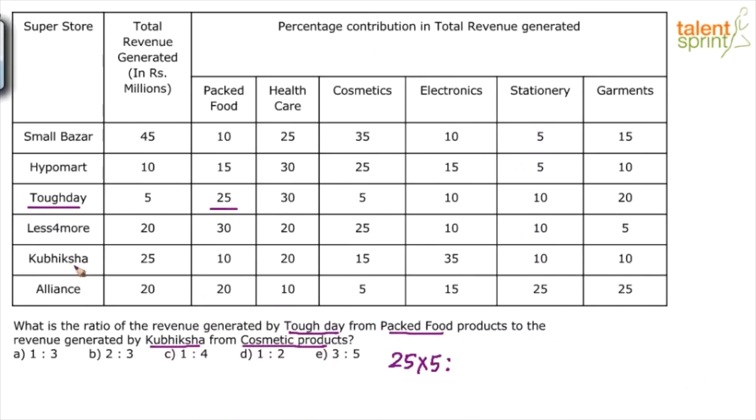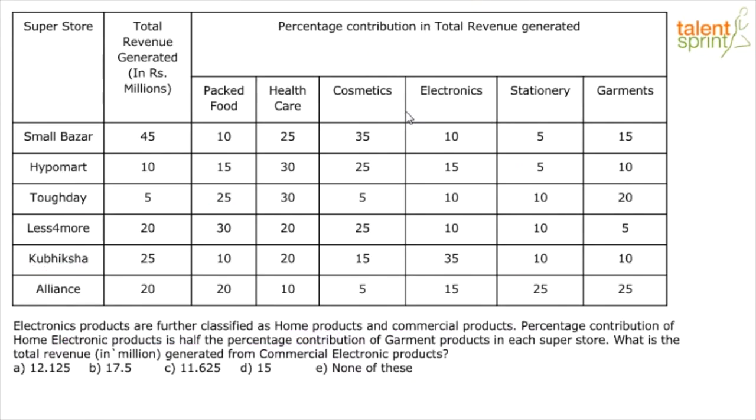Then Kubik Shah from cosmetic. Kubik Shah and cosmetics is 15% of 25. So 15 into 25 directly. See, 25% means 25 by 100. 15% is 15 by 100. So that by 100 gets cancelled. Now what do we see? 25 gets eliminated. We have 1:3. Right? Option A. Right? Next question.